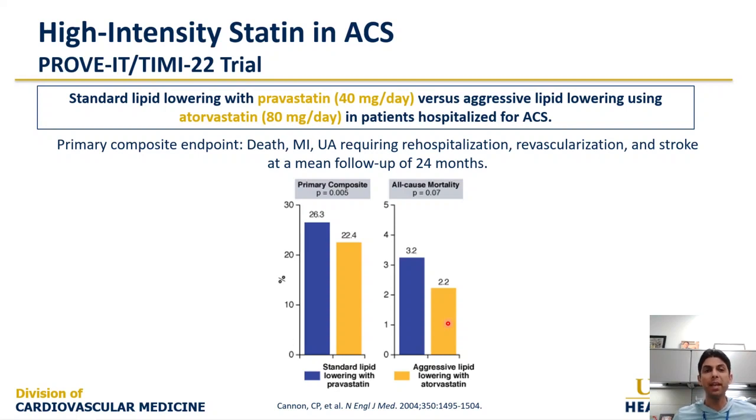But I will also admit that these statins have what are called pleiotropic effects. They have inflammatory effects that we don't completely understand that also probably contribute to the fact that when you administer them in patients with an acute coronary syndrome, it allows those patients to live longer, particularly if it's a high-intensity statin.